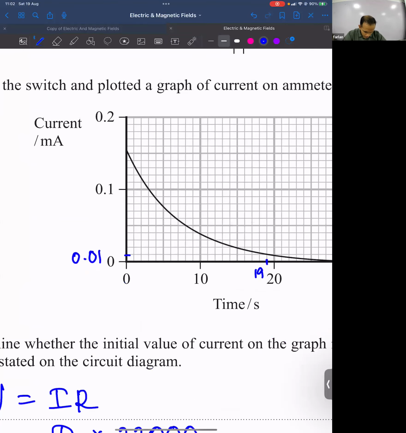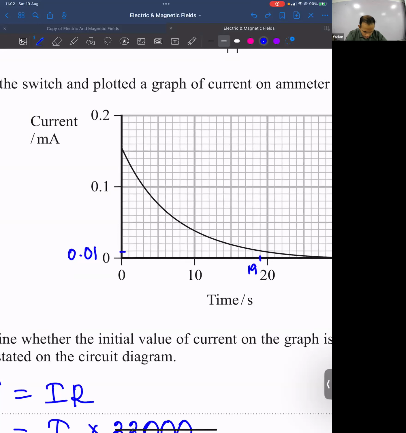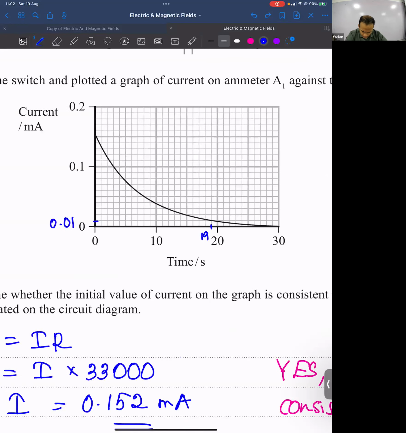You mean here? This one? No, 0.1 milliampere, sir. Yeah, 0.1 milliampere, sorry. Yeah, that should be okay. Then you can take 0 and 30, right? 0 and 30 seconds.